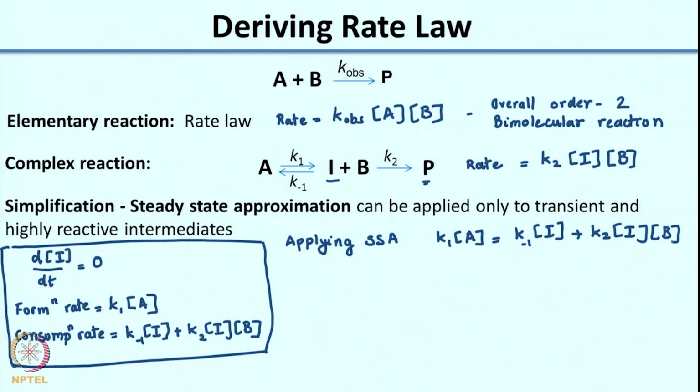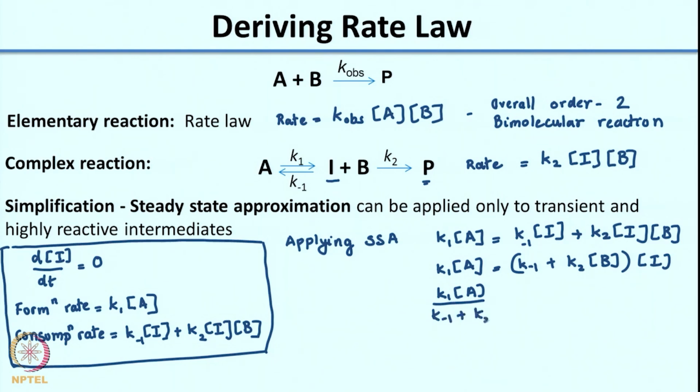So, essentially what that means is, if I were to write the intermediate I in terms of A and B, so now we are taking out I, so in other words K1A by K minus 1 plus K2B would be equal to concentration of I. Now we can go ahead and put that in our original rate equation.